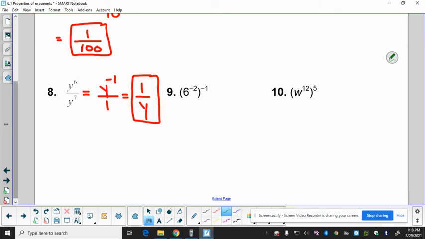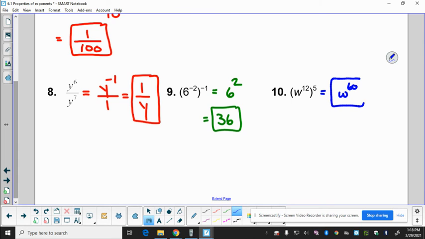Number 9, it's a power to a power, so I will multiply the exponents. That's 36, 6 times 6, right? Number 10, I will also multiply the exponents. W to the 60th power.